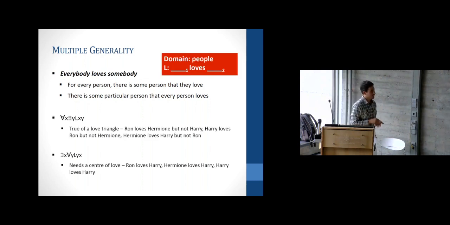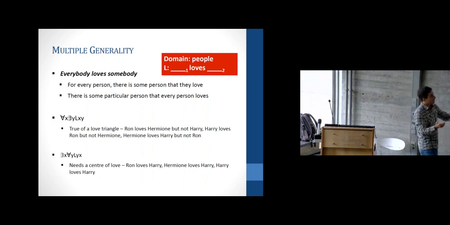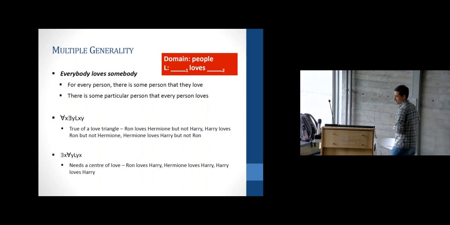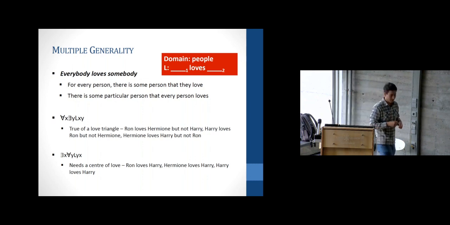If we stay with the same relation, the first one will be: for all x, there is a y such that x loves y. Everybody loves somebody. Okay? This is true in the love triangle. Ron loves Hermione, but not Harry. Harry loves Ron, but not.